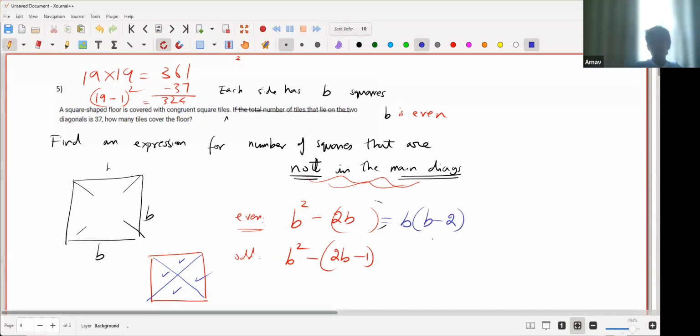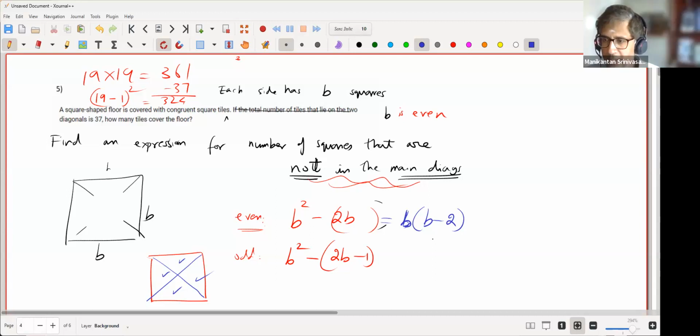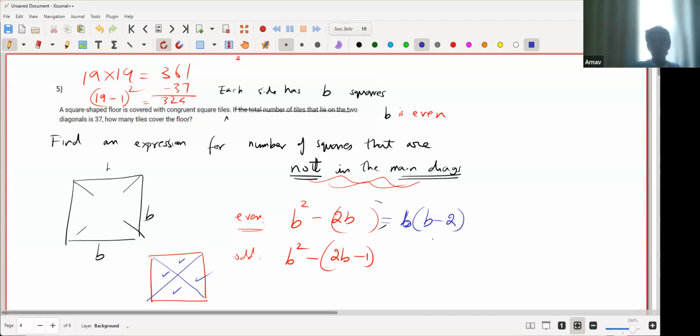Agreed. I think if you take any number, let's take 2. So then 2 into... no, not 2. Let's take 12. 12 into 10, which is 120. 120 is divisible by 4 because 12 is even.